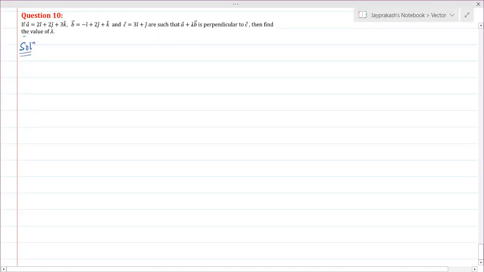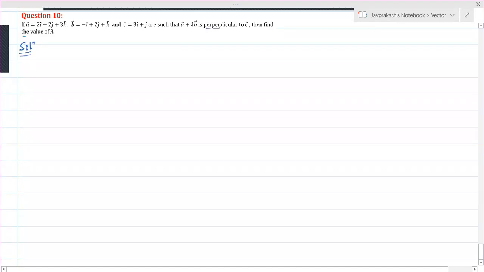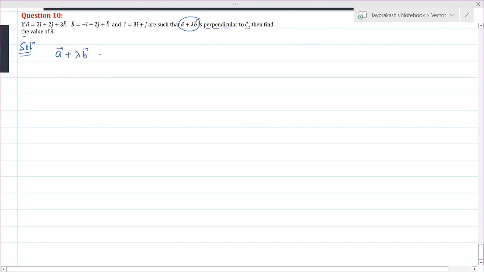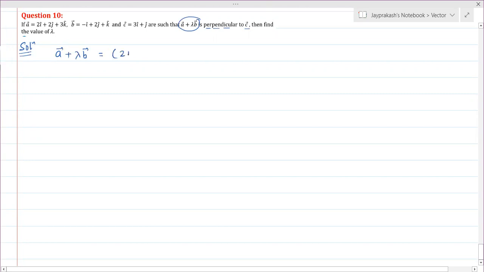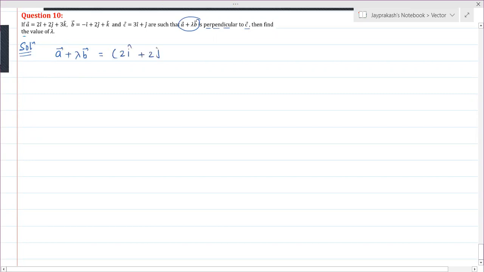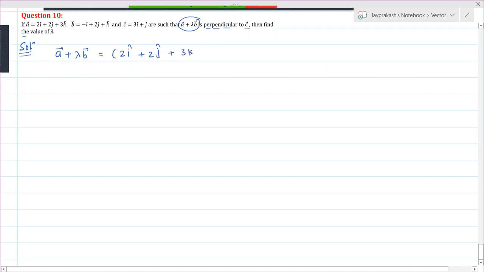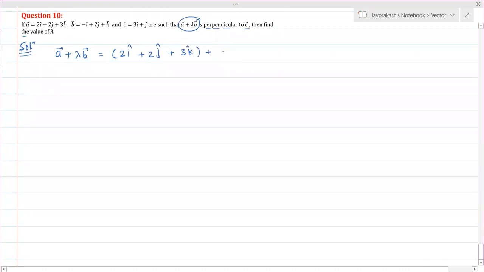So here we need to prove that, okay, it is already given perpendicular. So we have to find the lambda when this A plus lambda B is perpendicular to vector C. So before we start for the perpendicular, we need to find the vector A addition with the lambda B. So you already know that when we add two vectors, the components of x, y, z are added with the individual components of the second vector.